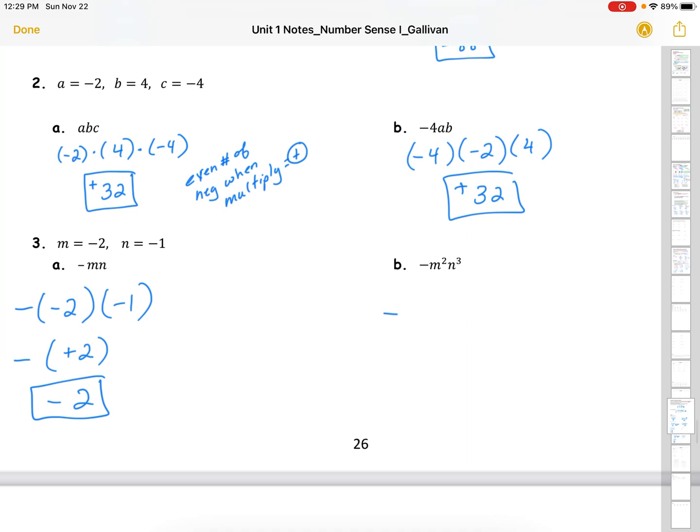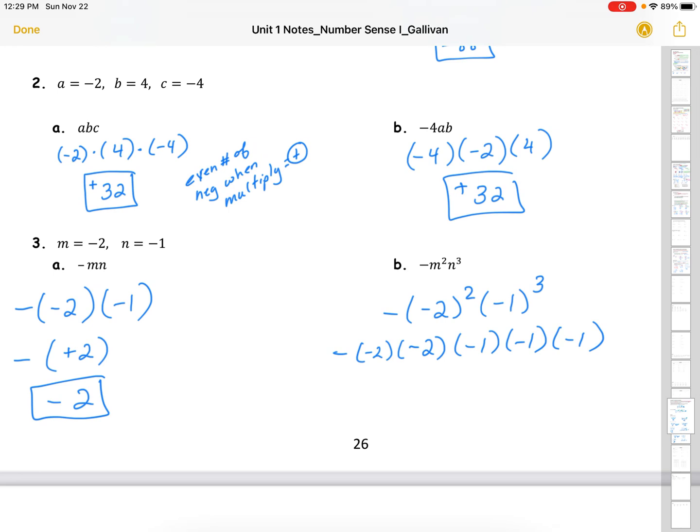And let's try this one. Negative 2 squared, see how I'm putting brackets around my substitution, times negative 1 to the 3. Okay, so let's think about what this is. Let's expand it. Negative 2 times negative 2, and then negative 1 times negative 1 times negative 1.